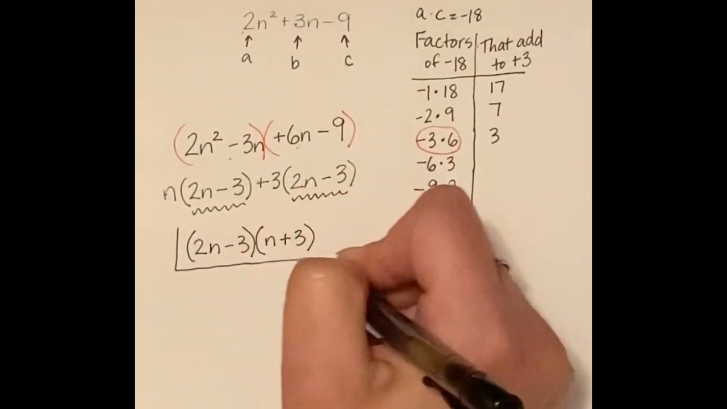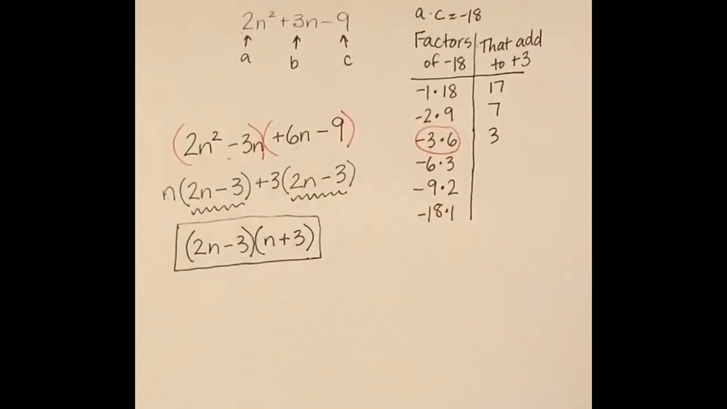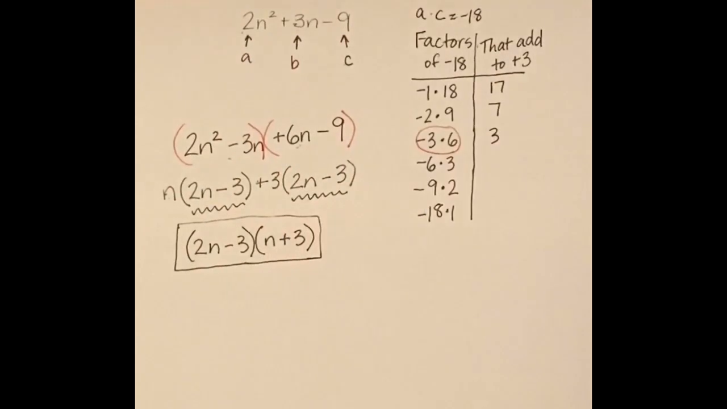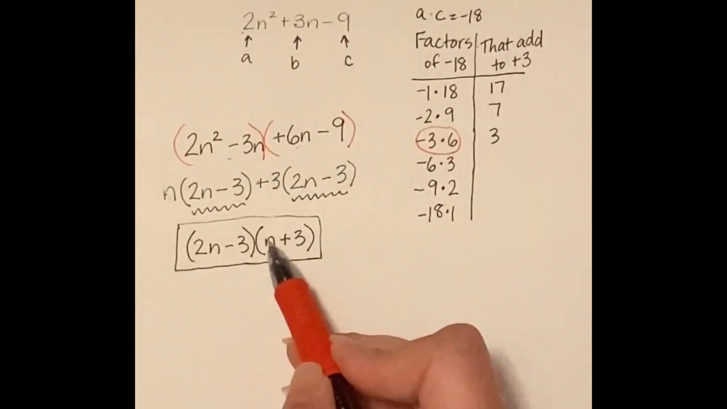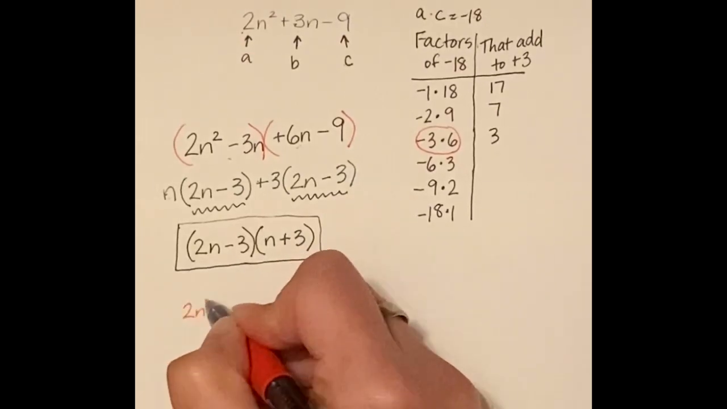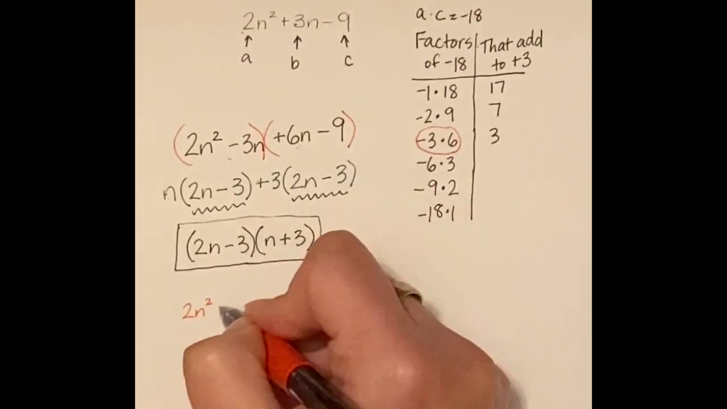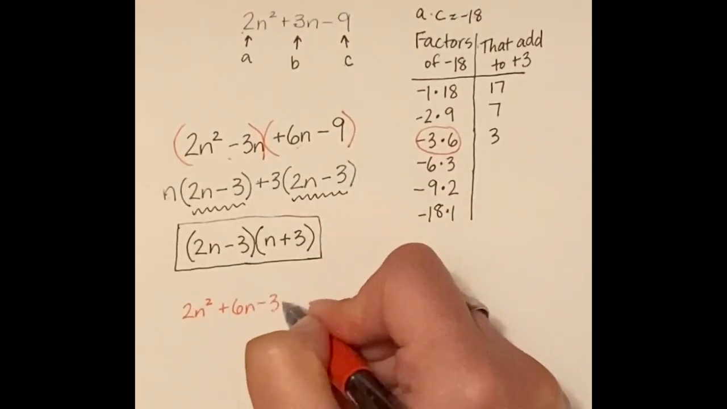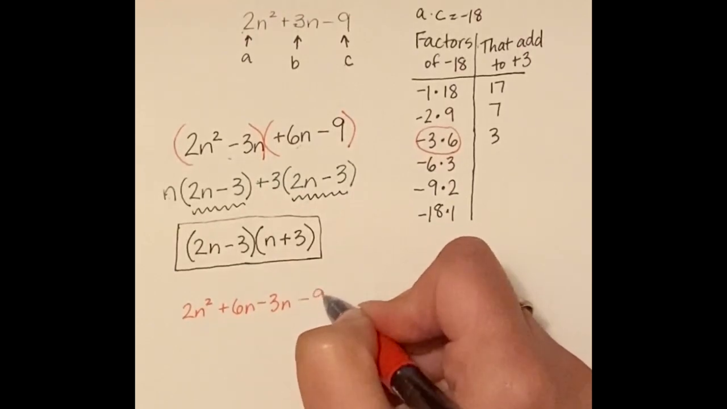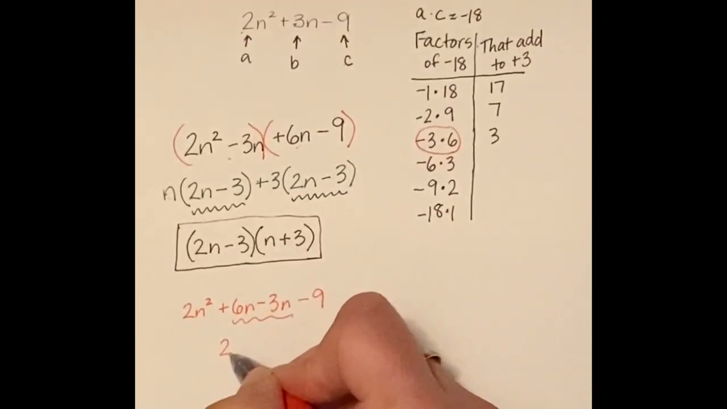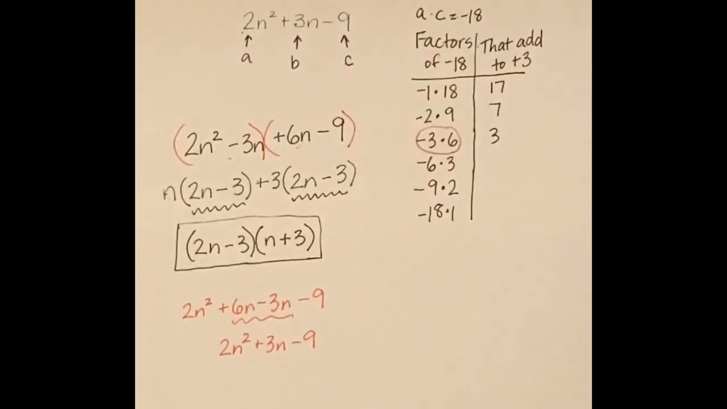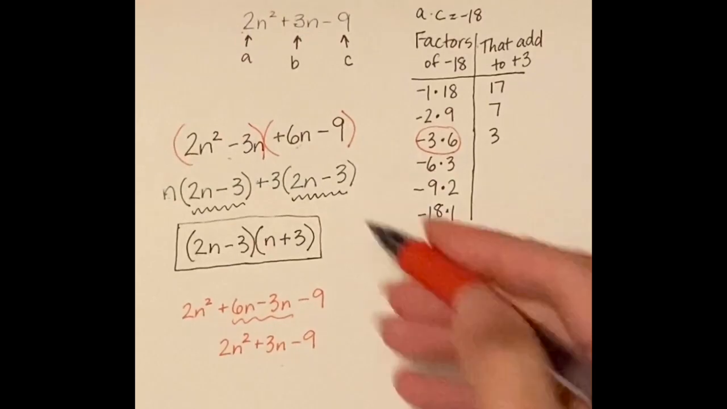So here is your final answer. You could, of course, do double distribution and double check that you have the right answer. So let's do that real quick. I'm going to take 2n times an n, so I've got 2n squared, 2n times 3, that's a 6n, -3 times n, and -3 times 3. Combine like terms, and you have your answer. Does it match? It sure does. Awesome job. This is it.